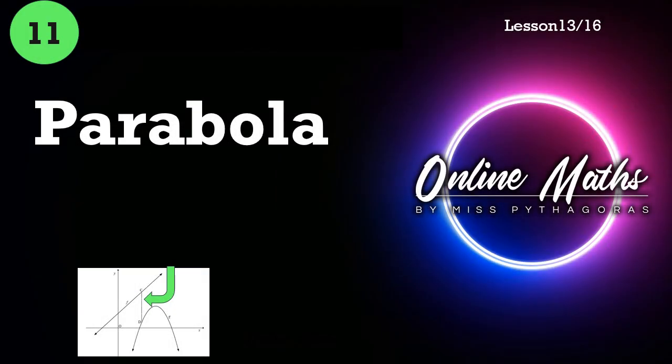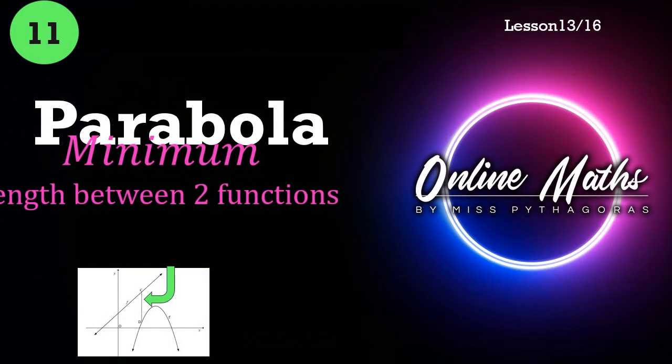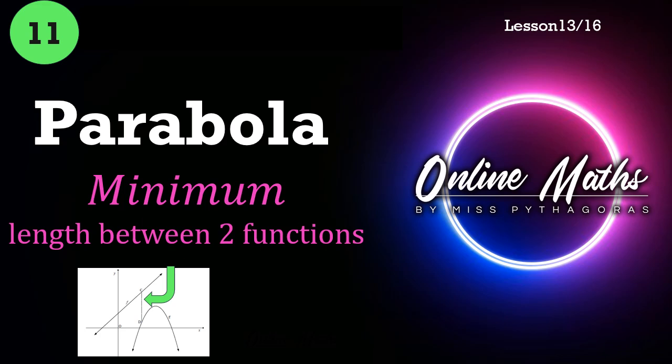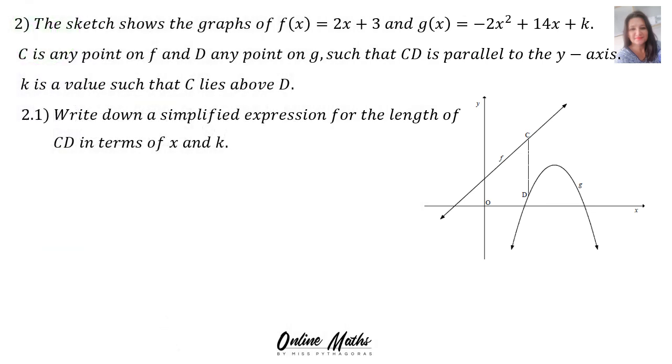Hello everybody, in this lesson I will discuss a practice example on how to find the minimum length between two functions. Example 2. The sketch shows the graphs of f of x is 2x plus 3, that's the straight line, and g of x is minus 2x squared plus 14x plus k, that's the parabola.